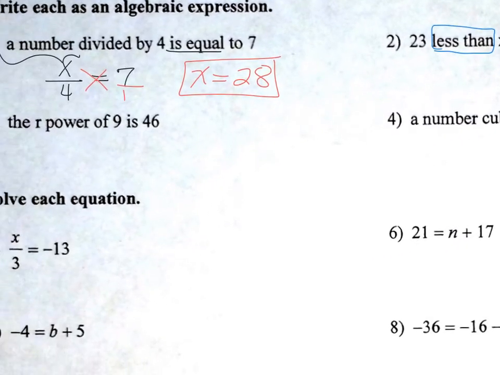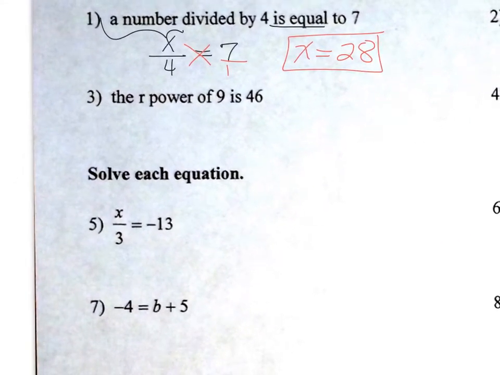Now problem number 3. And this is one of the ones that you might be like, what? How do I write it? R to the 9 or 9 to the R? The R power of 9. So the power is R. So therefore, power is the same thing as what? Exponent. That is right. Okay, so then this one you rewrite it as 9 to the R. R is the power of 9. Is equal to 46.